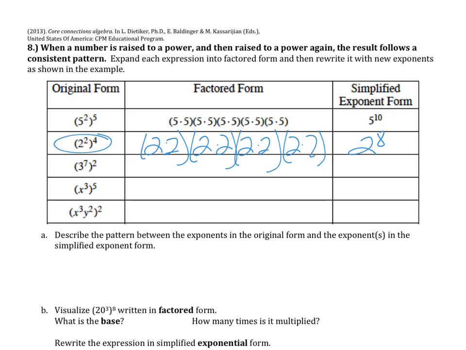So the next one, we're going to have 3 to the 7th, and then we're going to square that. So we'll have 1, 2, 3, 4, 5, 6, 7 3's that are being multiplied together in a parenthesis, and then 7 more 3's. So we will have a total of 3 to the 14th power. There should be 14 3's. Next one, we have x cubed to the 5th, so we'll have x times x times x, in a parentheses 5 times.